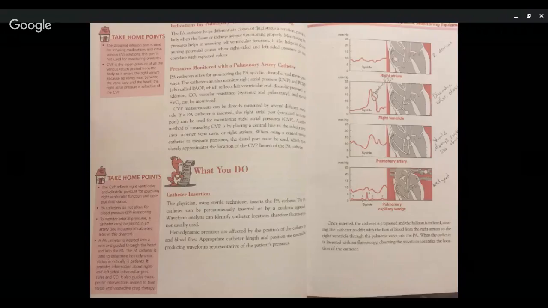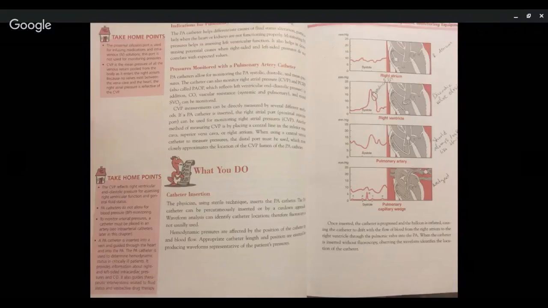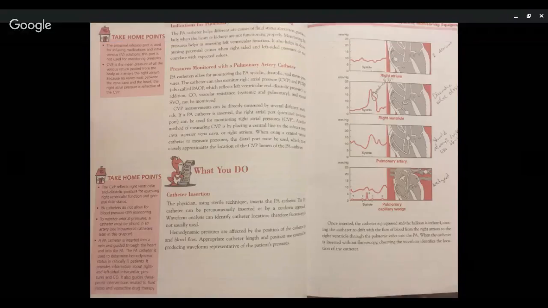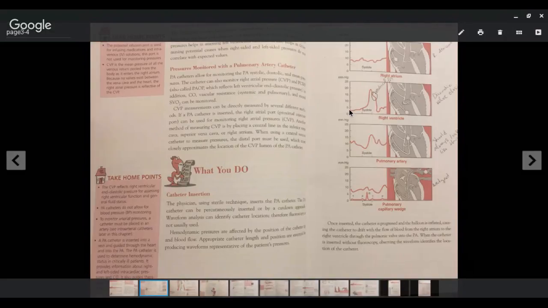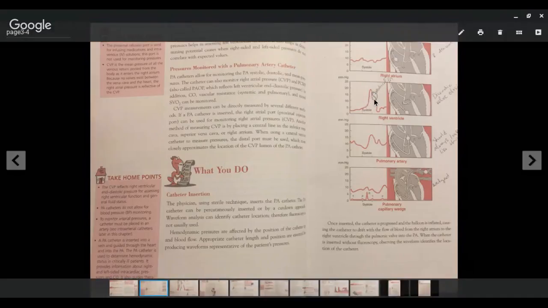Then when it enters into the ventricles through the atrioventricular valve, through the tricuspid valve, the pressure drops even lower, below 5. And this is systole. And this is the waveform that is produced on the graph.